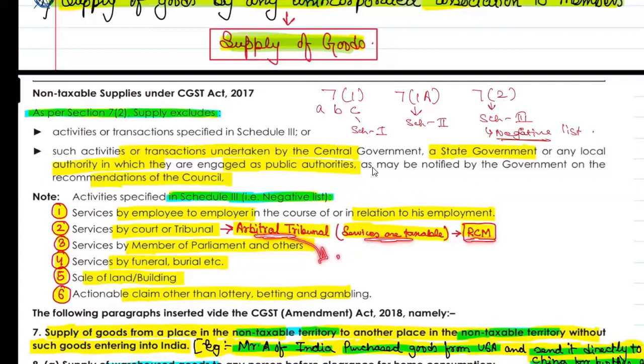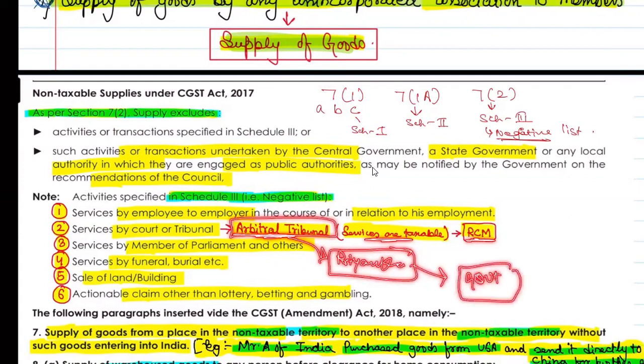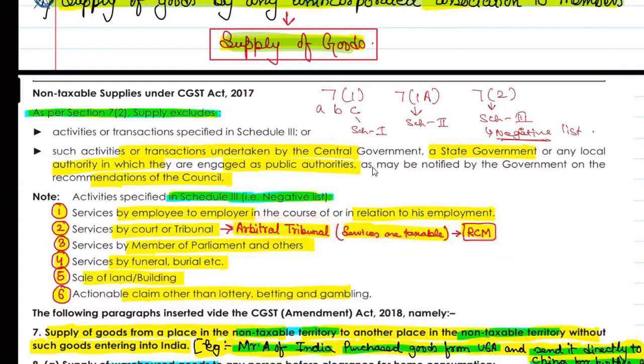Now suppose, for example, Priyanka is taking arbitral services. So what will happen here? The tax deposit liability will not be on the arbitral tribunal. Priyanka will deposit the tax to the government. This is what we read about the reverse charge mechanism. So remember, court and tribunal services are exempt, but arbitral tribunal, we'll discuss that in the reverse charge chapter.